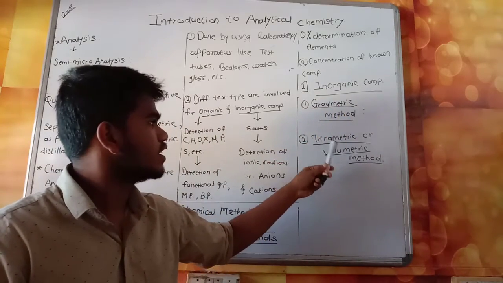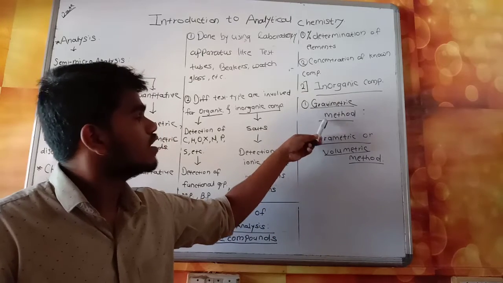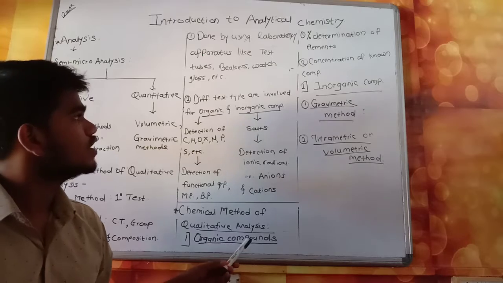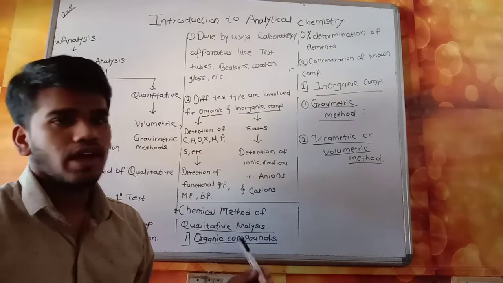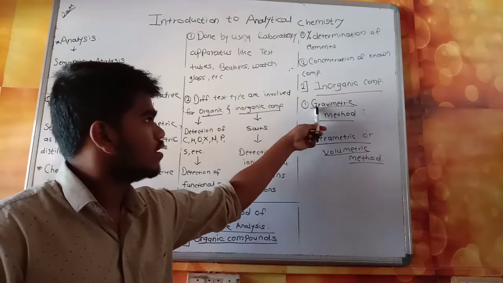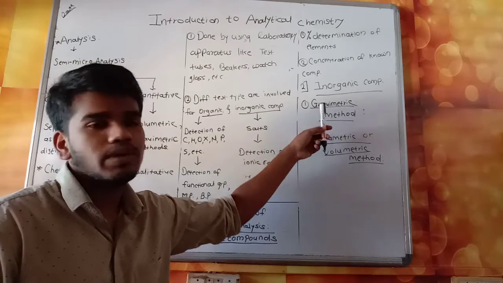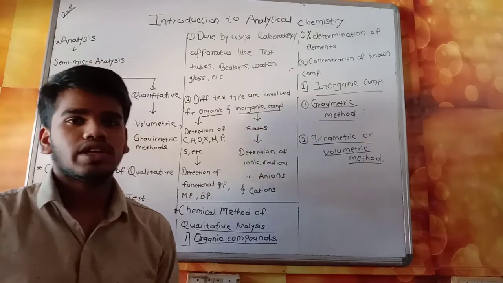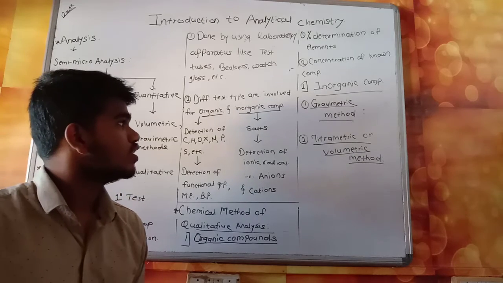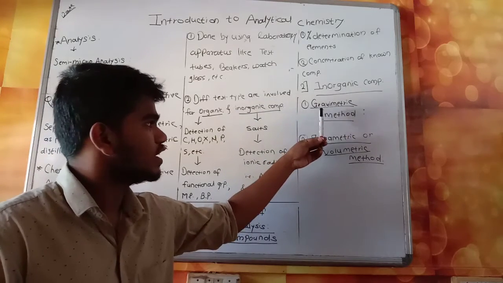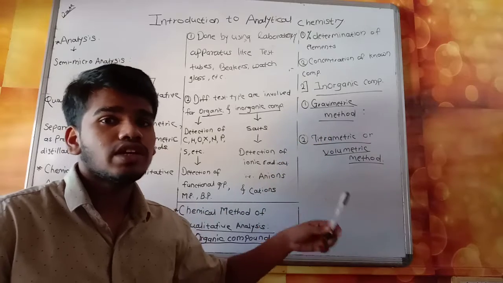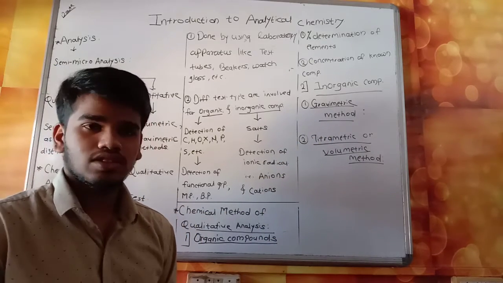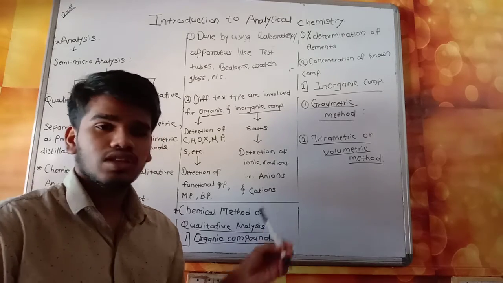And the second is the titrometric or volumetric method. The amount of the compound or element detected by the gravimetric method is weighed in units of grams. So here the quantitative analysis is done on the basis of the unit gram. It means in certain grams, this certain element is present in the given compound.